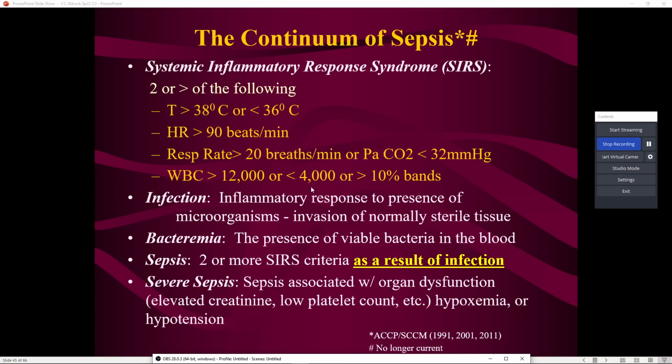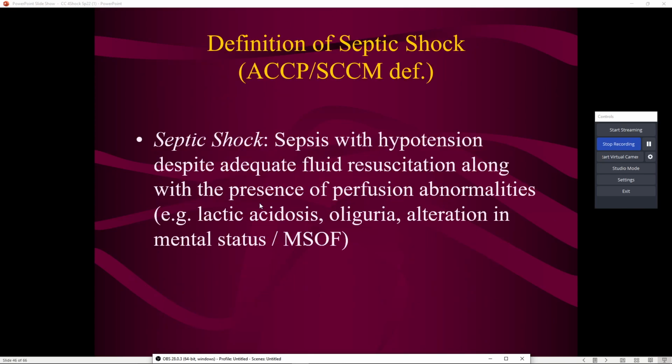Because we've exhausted them. Infection, inflammatory response, presence of microorganisms, we already know that. Bacteremia, it's in the blood. Viral bacteria are now inside your bloodstream. That's a massive issue. We don't like that. Sepsis, 2 or more SIRS criteria are met as a result of an infection. In severe sepsis, organ dysfunction has been introduced into the equation now as well. You must treat this aggressively.